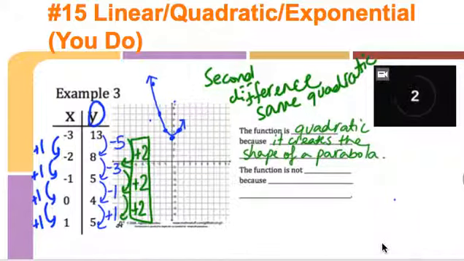You could say this function is not linear because it does not create a straight line.